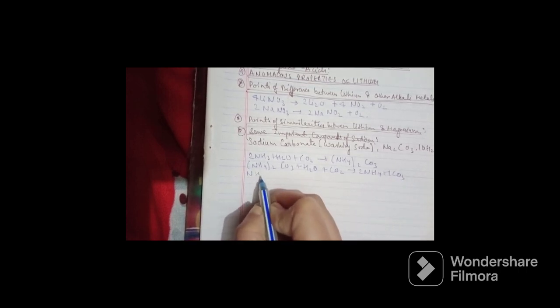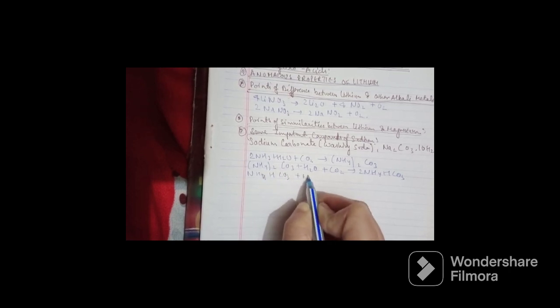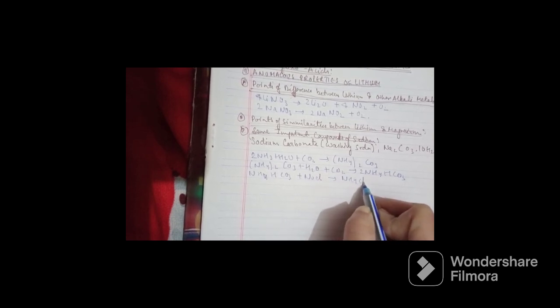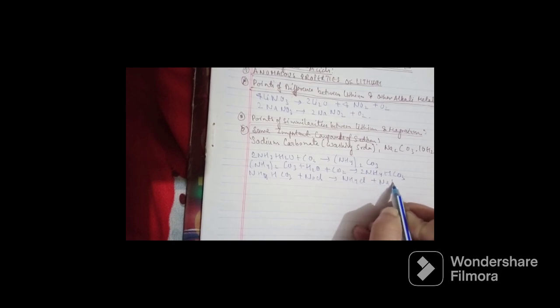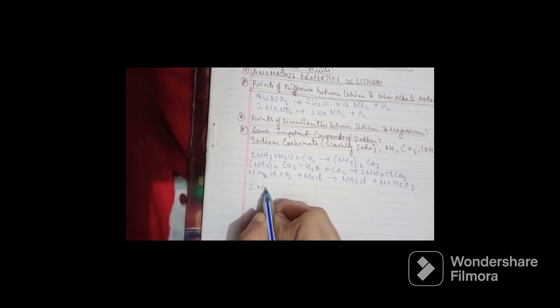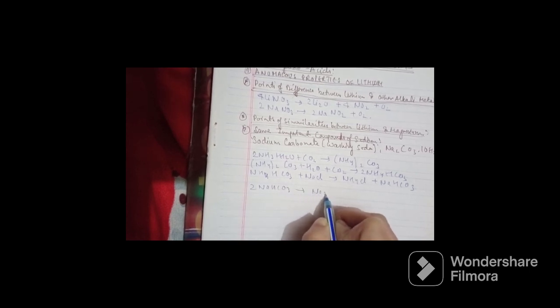Another is NH4HCO3 plus NaCl will give NH4Cl plus NaHCO3. Sodium hydrogen carbonate crystals separate. These are heated to give sodium carbonate, so that will be 2NaHCO3 will give Na2CO3 plus CO2 plus H2O.